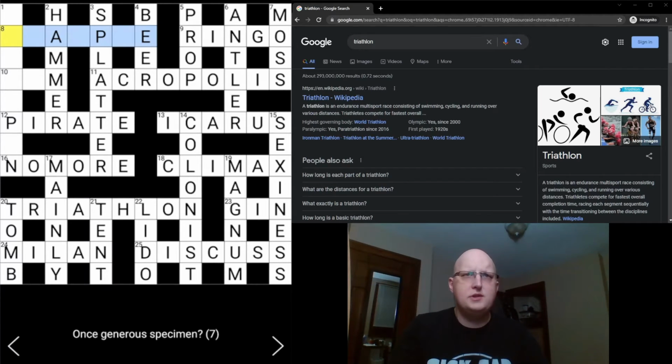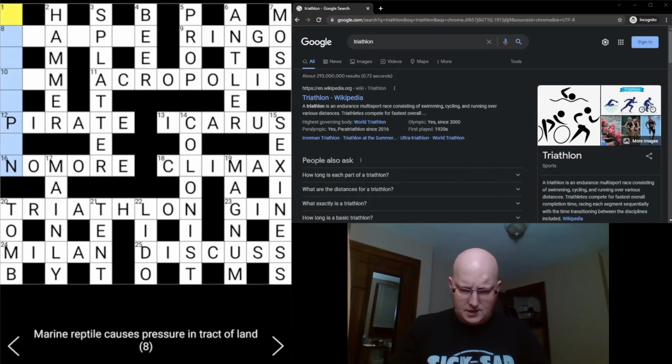Okay, let's try this first one we tried. Once generous specimen. So what are other words for generous? Ample, ample, sample. Sample is a specimen, but that leaves one spot blank. Ample is generous. Once. Us. A sample. That's not right. So ample means generous and sample means specimen, but I'm not sure how those come together to give us a 7-letter word.